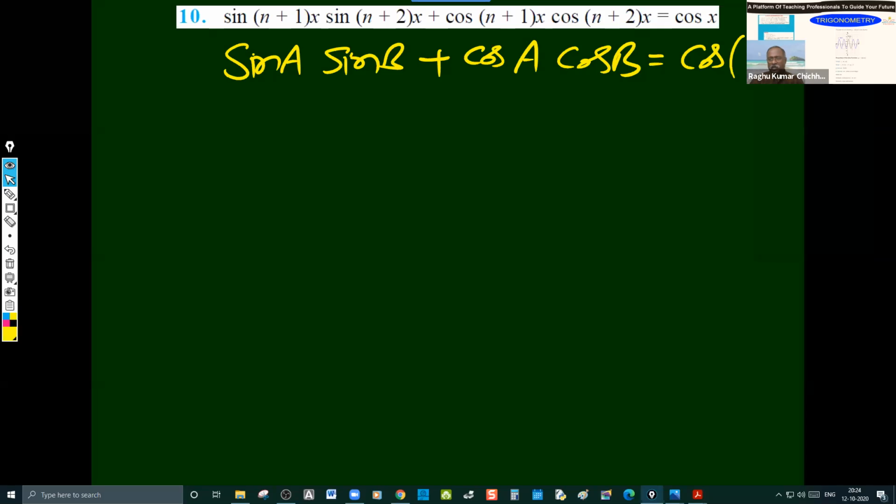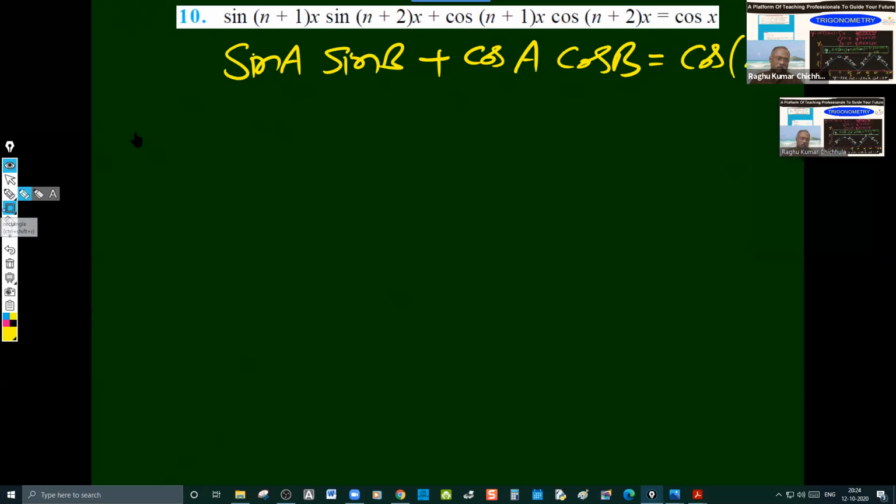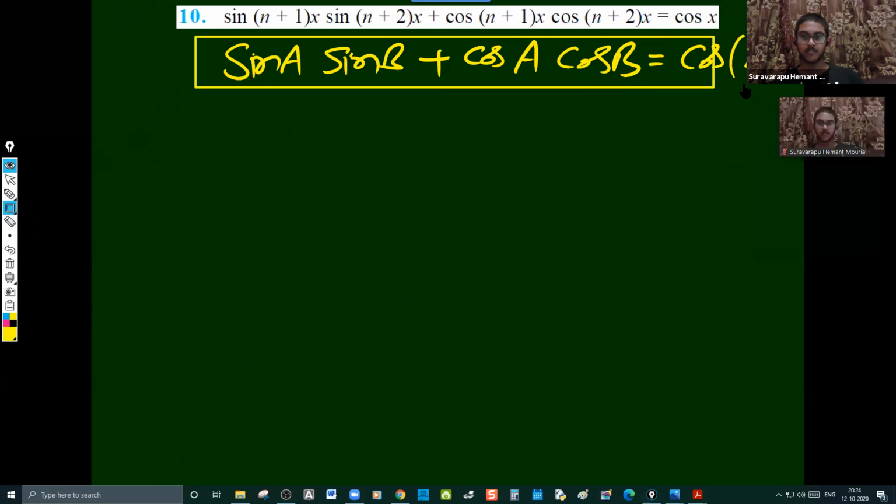Think and tell me, think. Sin A sin B. Oh, sorry, that's cos of A minus B. Correct. So it is cos of A minus B. Now just you have to apply that. So this is a related formula.